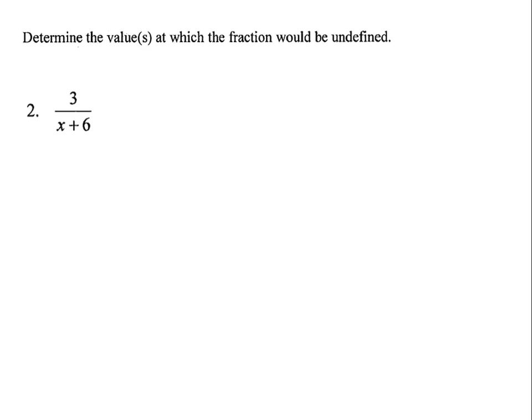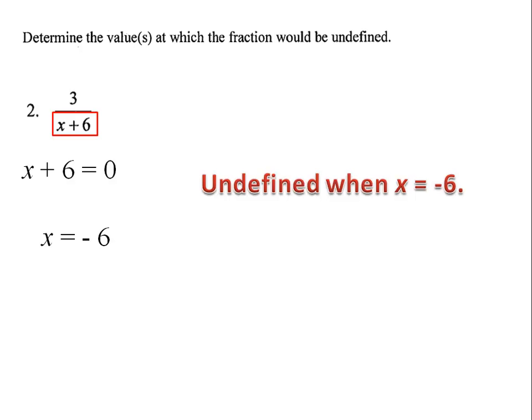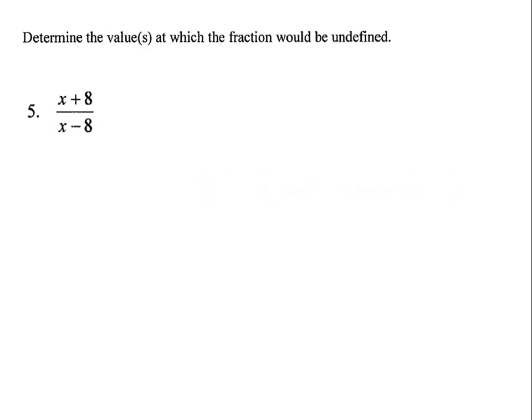Take a look at the denominator, x plus 6, and find out where that would be 0. Please pause the video here and try example 2. We have x plus 6 equals 0, which means x is negative 6. Therefore, the undefined value is negative 6. We would have 3 over negative 6 plus 6, 3 over 0, which causes it to be undefined.